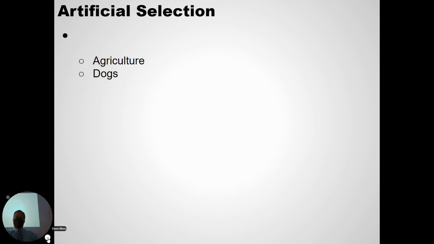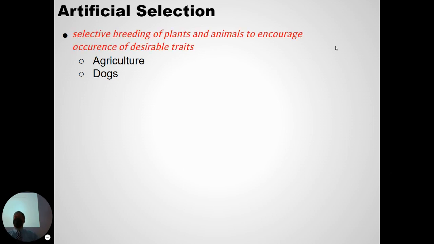Now, one of them is called artificial selection. Artificial selection is when humans actually determine which individuals are able to reproduce with each other.